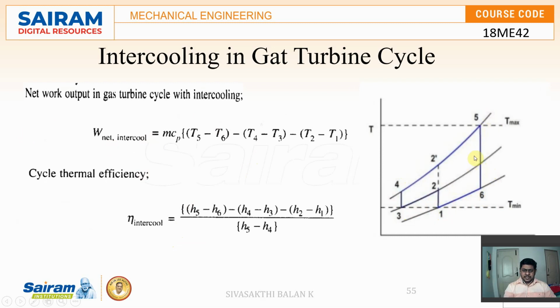We know that net work done is Wt minus Wc. Wt is H5 minus H6, and Wc is (H4 - H3) + (H2 - H1). The difference between these two gives the net work output with intercooler. And efficiency, we all know, is net work done divided by heat input. We substitute these two values and we get the overall efficiency of the turbine power plant: [(H5 - H6) - ((H4 - H3) + (H2 - H1))] divided by (H5 - H4). This is the efficiency of the Brayton cycle with intercooler.